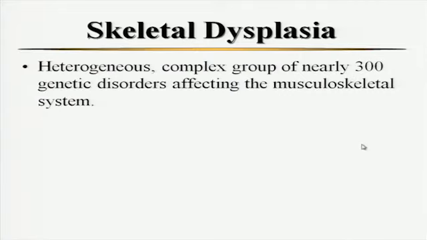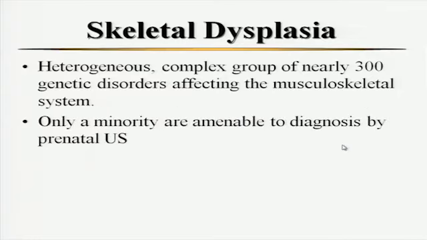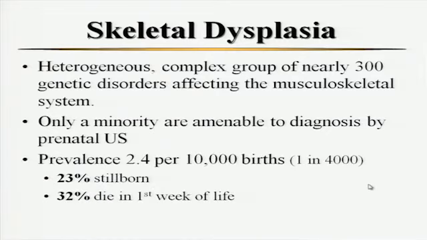Remember, skeletal dysplasias are a heterogeneous, complex group of nearly 300 genetic disorders affecting the musculoskeletal system. So there's no way you're going to know them all, so we're going to talk about the more common ones. Only a minority are amenable to diagnosis by prenatal ultrasound. There's a skeletal registry you can contact; you send them your images, and they'll try to help you decide what type of skeletal abnormality it is.